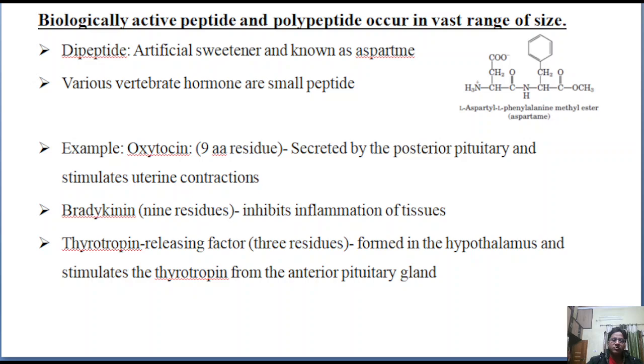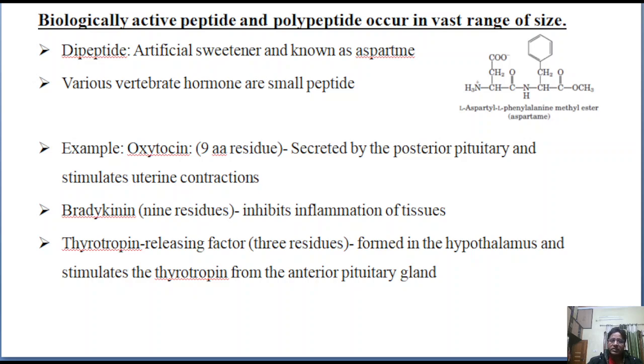Now we come to the biologically active peptides and polypeptides. We have seen that these amino acids are linked and they can form biologically active peptides and polypeptides. Even a very small peptide of 3 to 4 amino acids, or 10 amino acids, can have a very significant role in the biological system. Even peptides of just 3 amino acids have a very significant role.